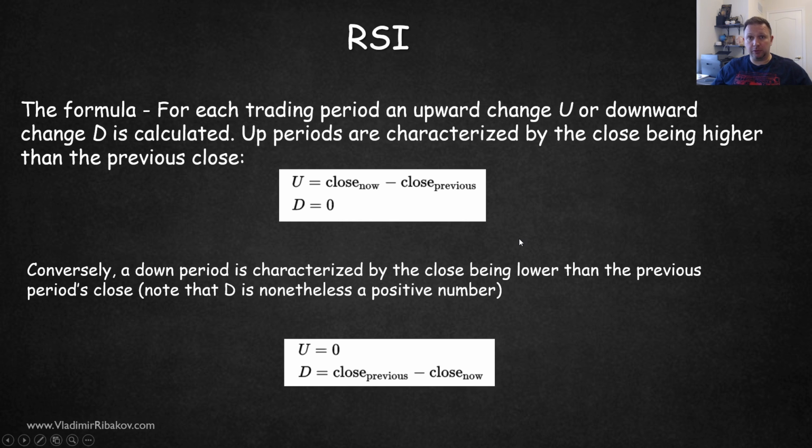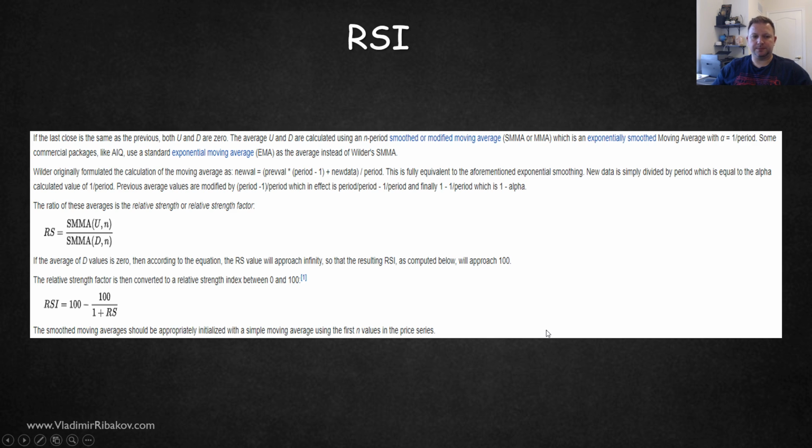So the formula, and again it's just my personal view, it doesn't mean it doesn't work. So the formula for RSI: for each trading period an upward change U or downward change D is calculated. Up periods are characterized by the close being higher than the previous close, and it looks like that. That's for the up. And vice versa for the down moves: the previous close minus the close.